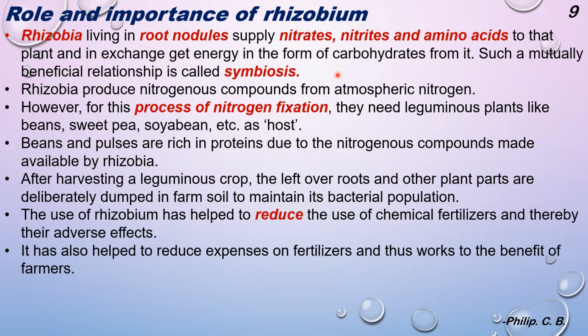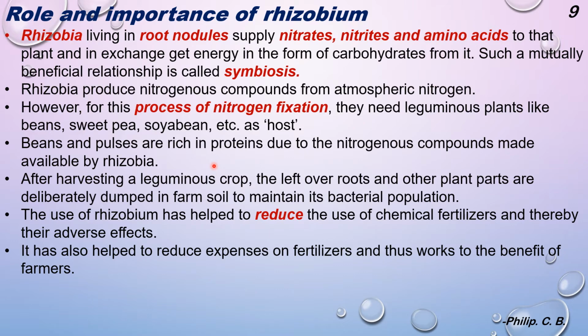In turn, they provide nitrates, nitrites and amino acids converted from atmospheric nitrogen to the plants. So the rhizobia produce nitrogenous compounds from atmospheric nitrogen. However, for this process of nitrogen fixation, they need leguminous plants like beans, sweet peas, soybean, etc. as hosts. Beans and pulses are rich in proteins due to the nitrogenous compounds made available by rhizobia. Nitrogen fixation cannot take place in all plants, only in leguminous plants like beans, sweet pea and soybean.